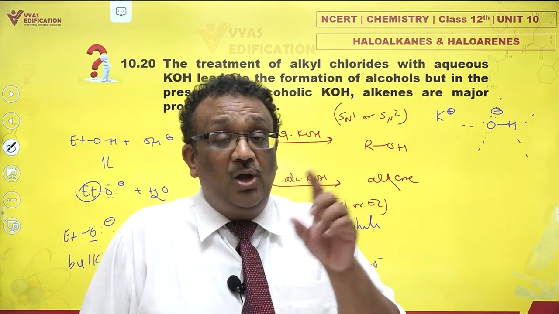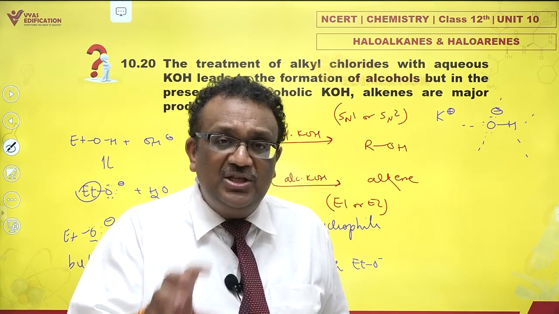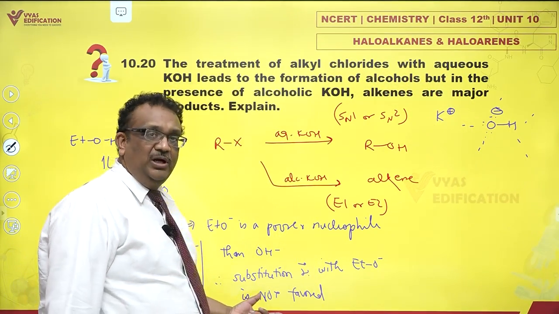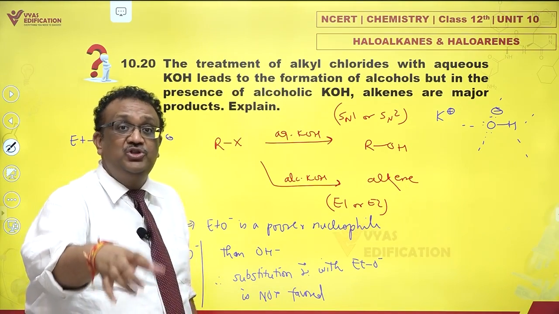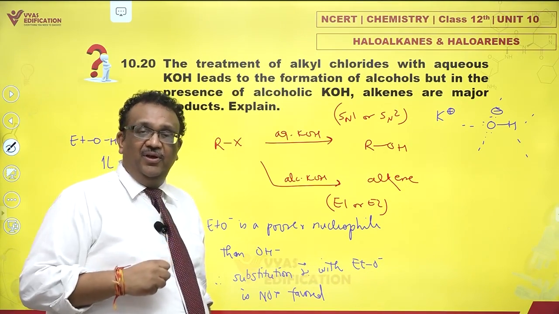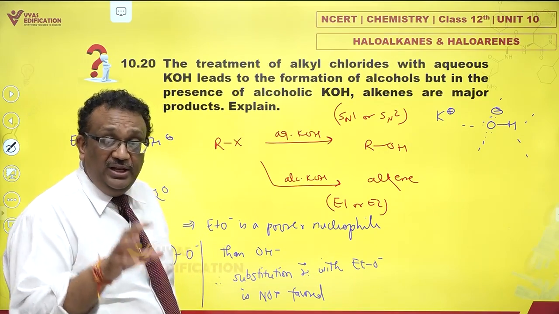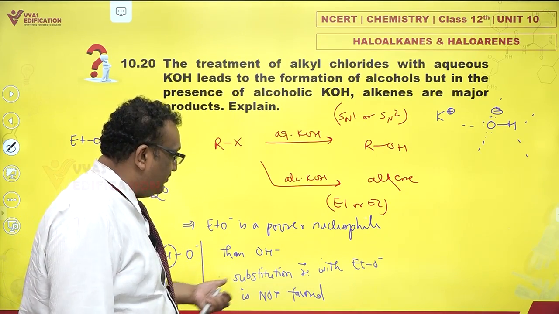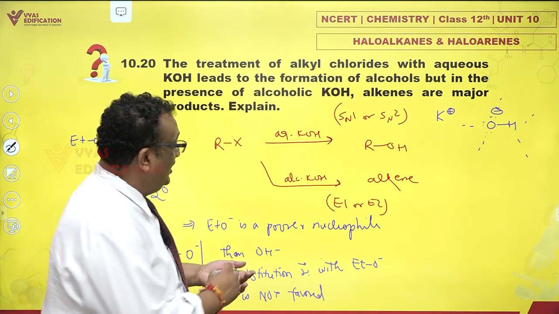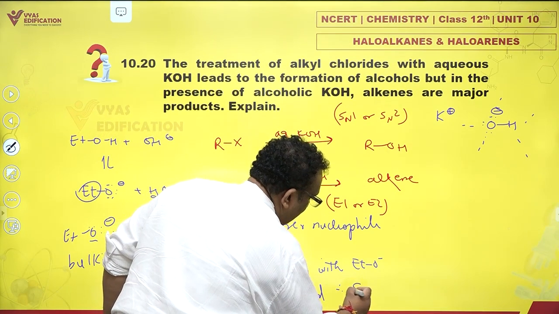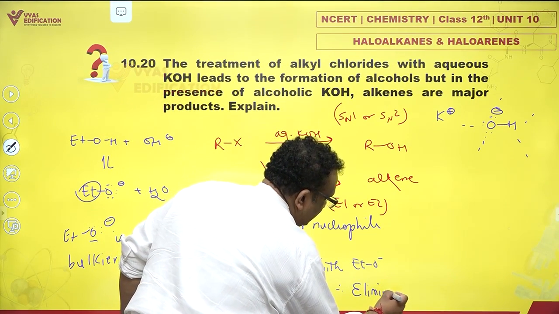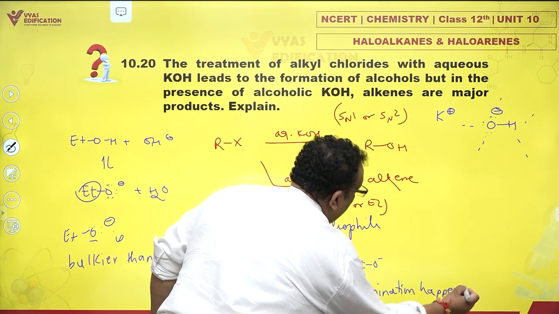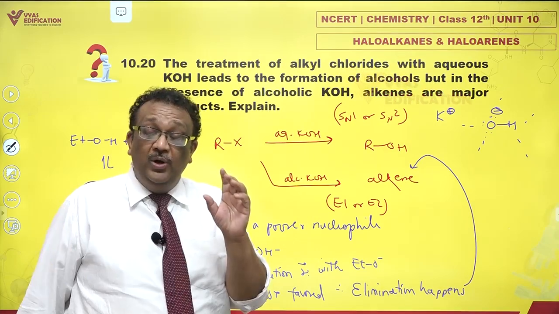On the other hand, when you're talking about elimination reaction, elimination involves just taking away one H plus and running away. EtO minus is good at that. EtO minus is going to approach, steal one hydrogen atom and run away from outside. It doesn't have to go very close. It doesn't have to get attached to the molecule. So, substitution with EtO minus is not favored. Therefore, elimination happens. And we get alkene.